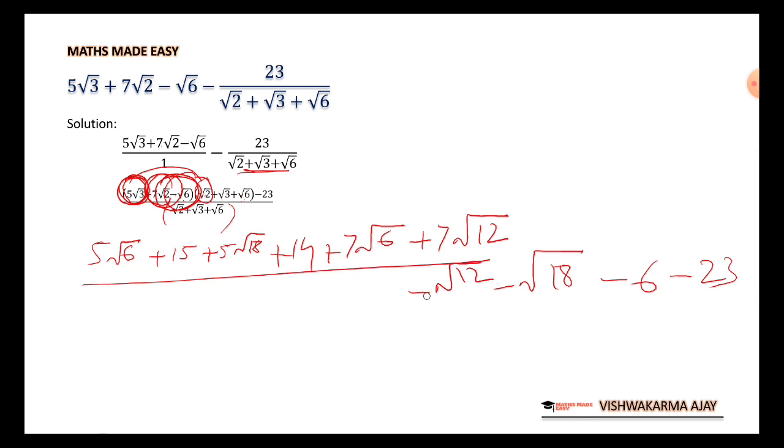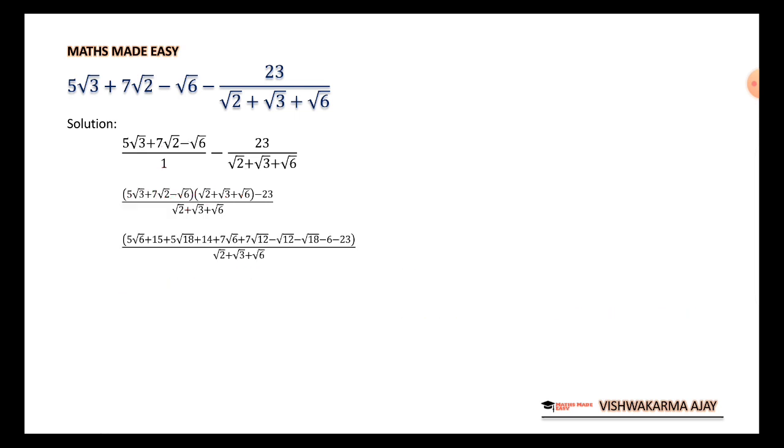I hope you understand this one. Now we'll see that in here. I have just typed everything I did right before. Now from here you can see that plus 15 plus 14 is 29, minus 6 and minus 23 is minus 29, so they will cancel each other. In future, 5 root 6, 7 root 6, 12 root 6.